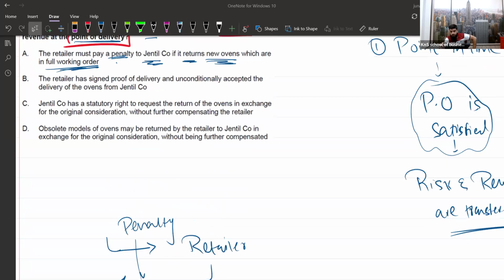Very good, Zara. Why, Renuka? Why no? Why should the penalty not be recognized? If the goods are returned back to me as the manufacturer, I'll be charging the penalty amount to the retailer. So the penalty that I'll be receiving, should that penalty amount be recorded as revenue or not? Everyone, please participate in this one.